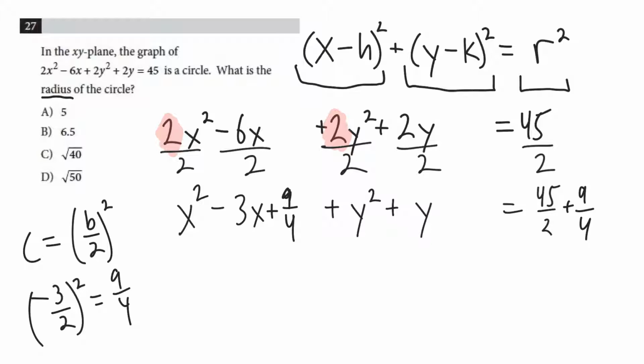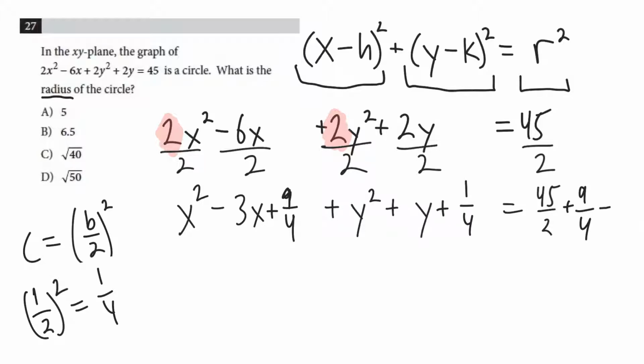And then for my y's, I need to add 1/2 of b squared. Well, for my y's, 1/2 of 1, that's just 1 over 2 squared. That's going to be 1 over 4. So I add 1 over 4. I'm going to add 1 over 4 to the right side as well. Okay, so now it's perfect. I've got a perfect square on the left, and I have a perfect square on the right.